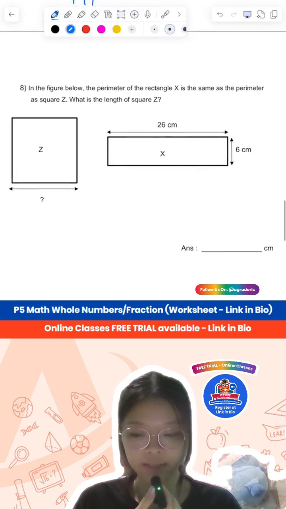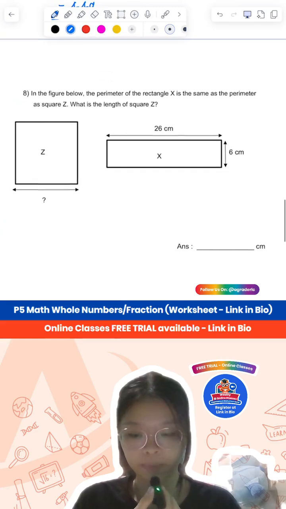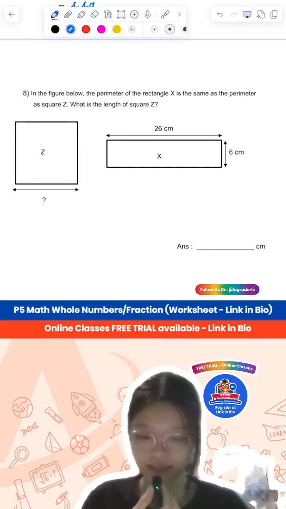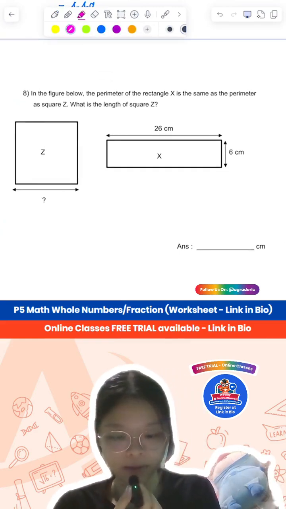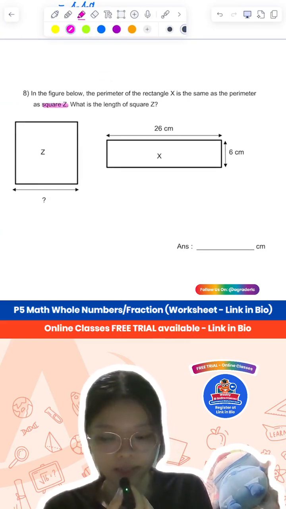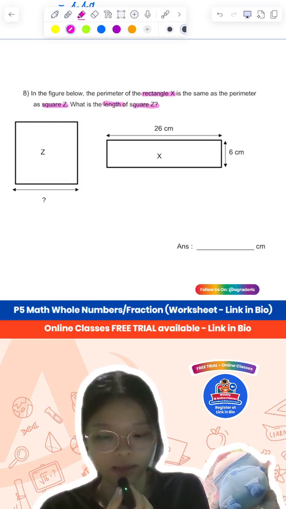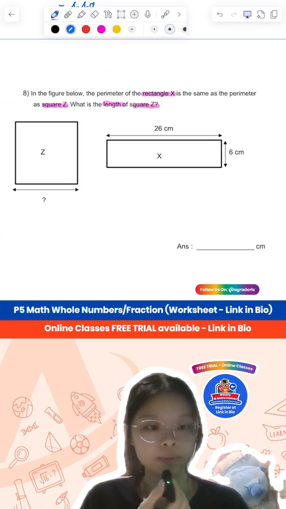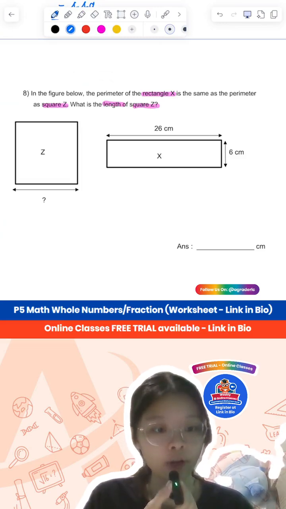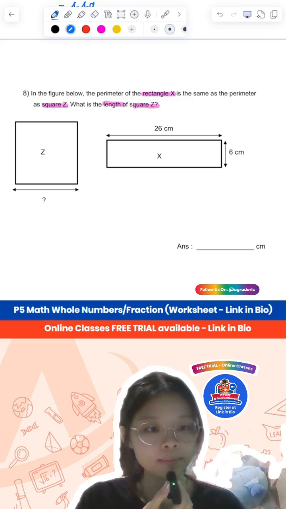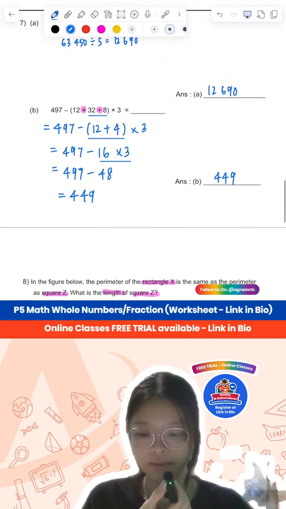And then next, for question 8, in the figure below, the perimeter of the rectangle X is the same as the perimeter of square Z. Okay, so X has the same perimeter as Z. So what is the length of Z? Yes, 449 is correct, everybody. Oh, show 7 again.